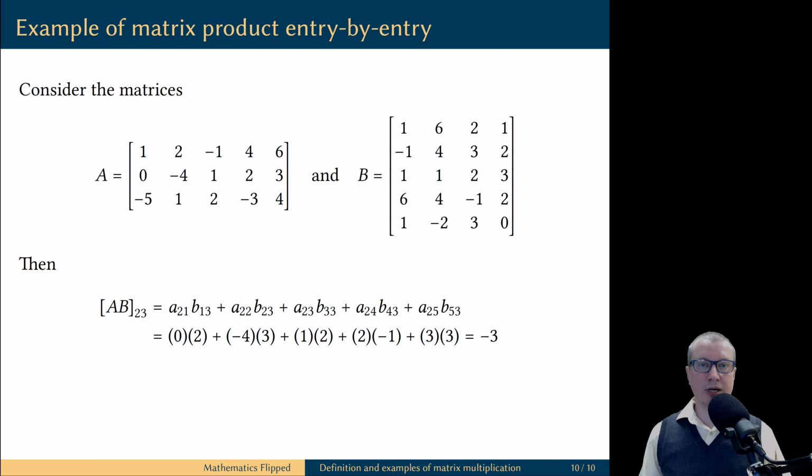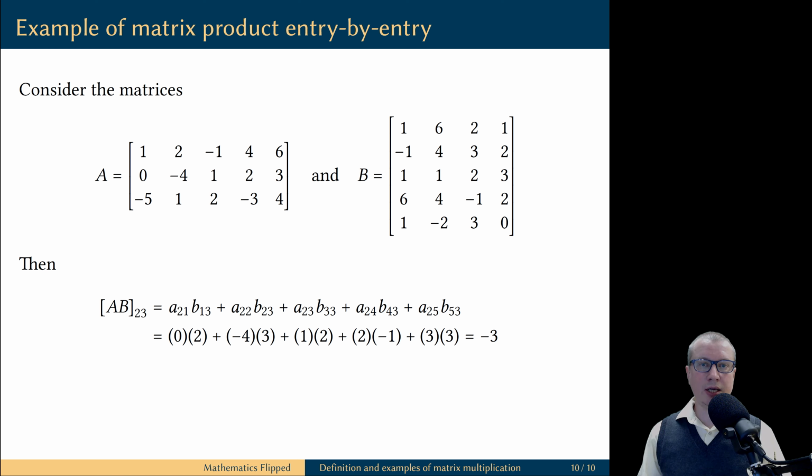Here is an example of how you can use this approach of entry-by-entry computation of the matrix product. We take the same two matrices A and B as in the previous example, and now I'm simply going to demonstrate how to compute some of the entries in the product matrix. The product matrix will have size 3 by 4. Therefore, it will have 12 entries. To compute the entire product matrix, you will have to repeat this computation 12 times.